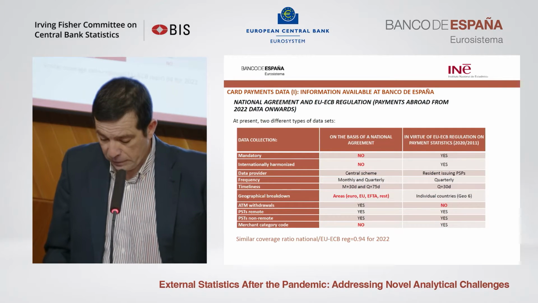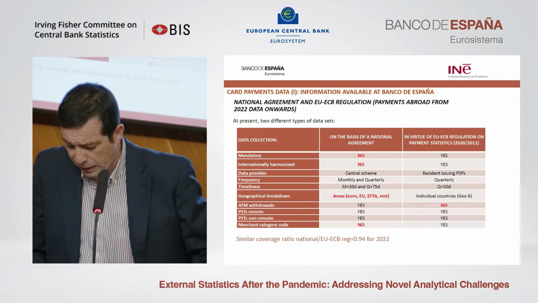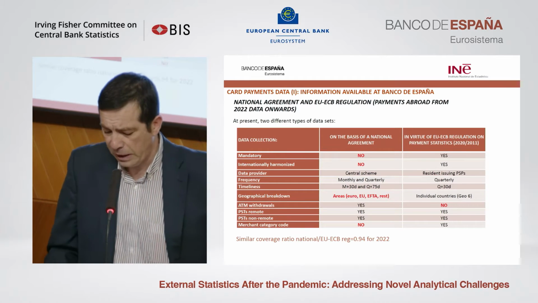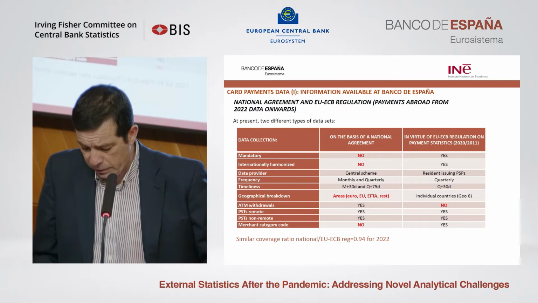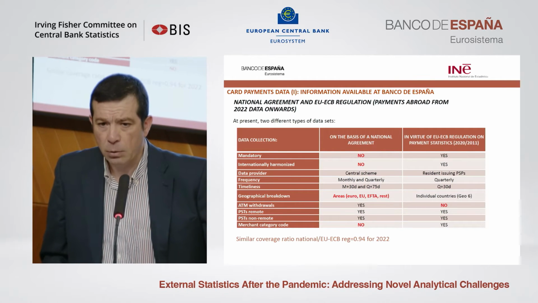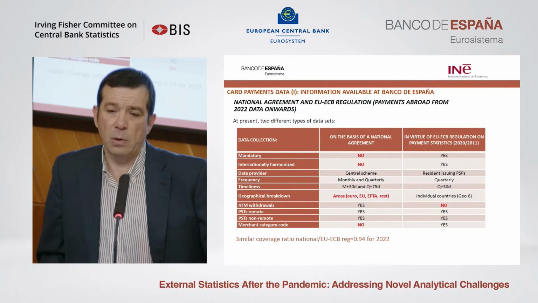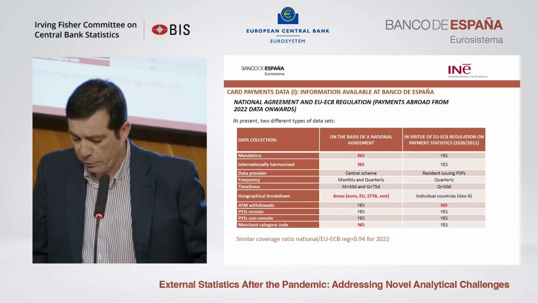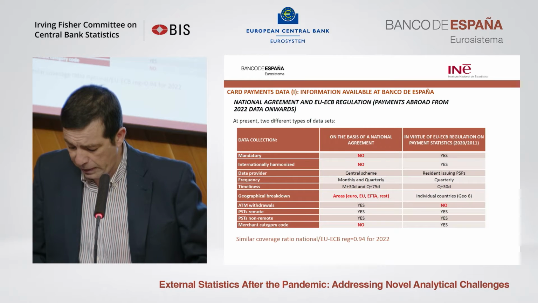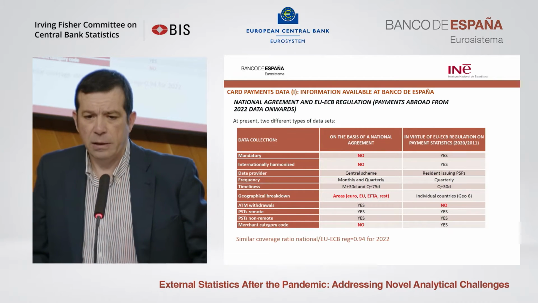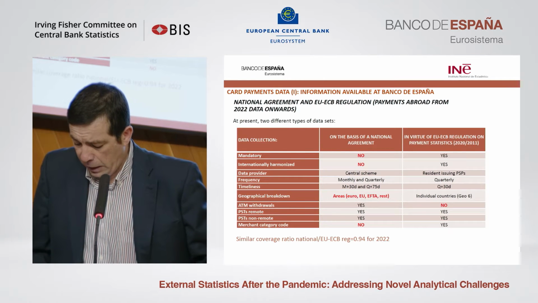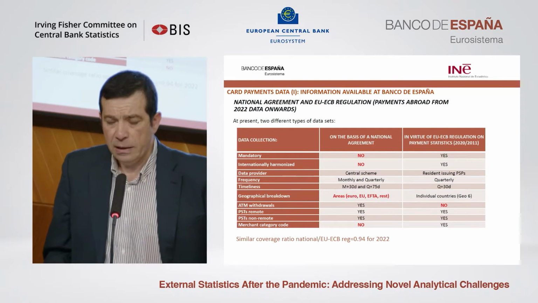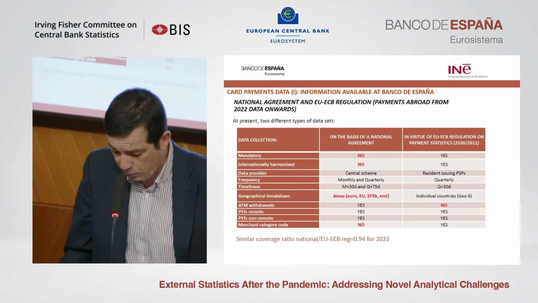In this table, you can see that these two data sets are different. I highlight in red the main differences. The national data is based on a voluntary agreement with the card scheme operating in Spain. The collection is not mandatory, and the data is not harmonized internationally. On the contrary, the regulation data collection is mandatory because it follows this regulation from the ECB, and the providers are the resident payment service providers in Spain, and this data set is harmonized internationally. The frequency and timeliness is adequate for compilation of BOP in both cases.